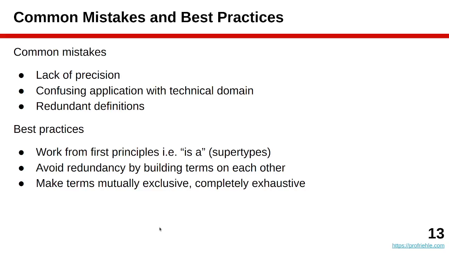How to do it wrong? Well, it's a simple intelligence test, arguably. If you can't nail it down quite, then you will start waffling and you will not be precise. If you can't wrap your head around the application domain, you may start using concepts from the technical domain, but that doesn't belong in the domain glossary. You may have redundant definitions, all kinds of things that can go wrong, and let me skip those because obviously you should do it right, which means that perhaps you should try to work from first principles.